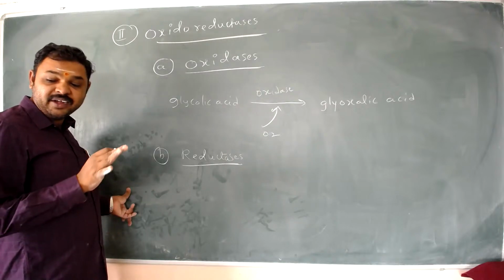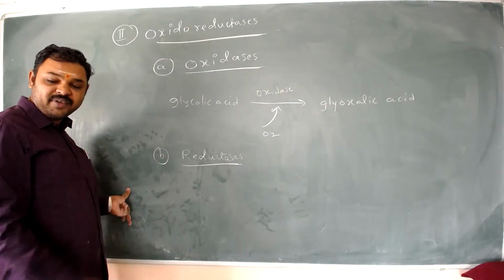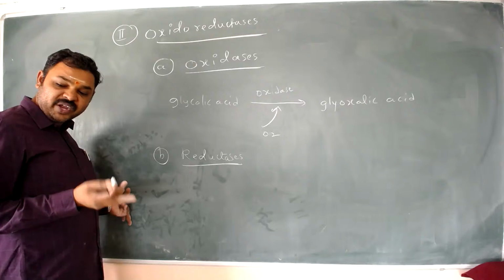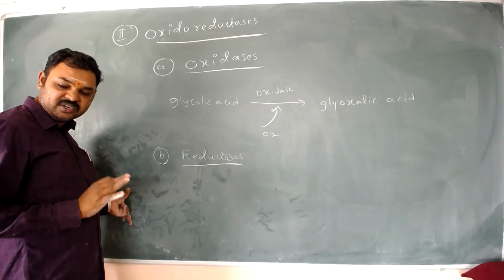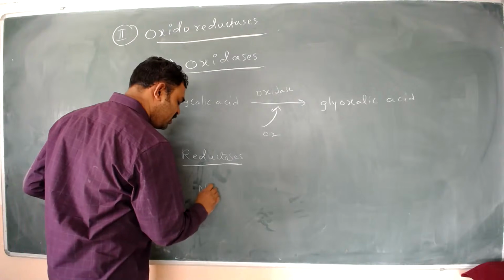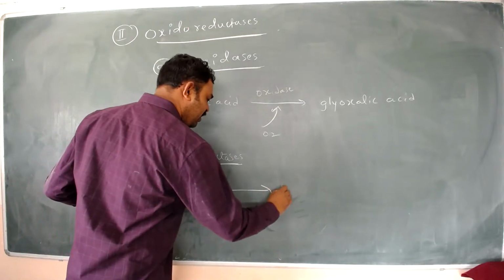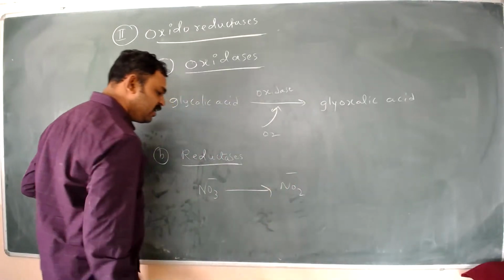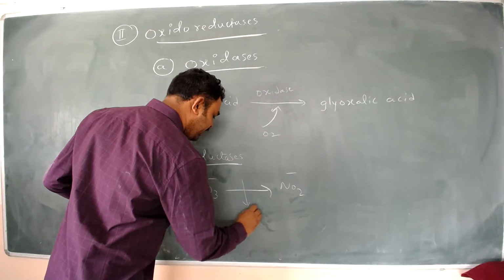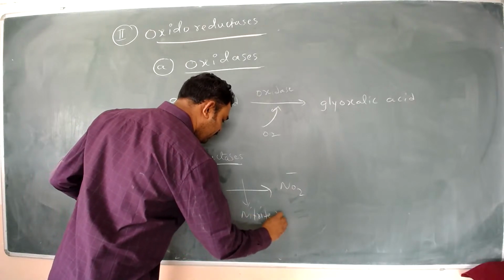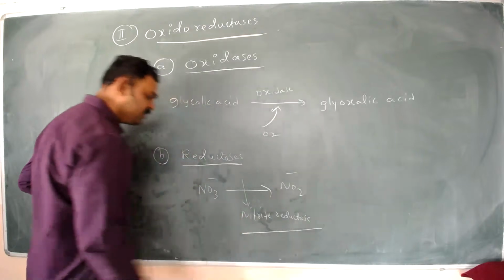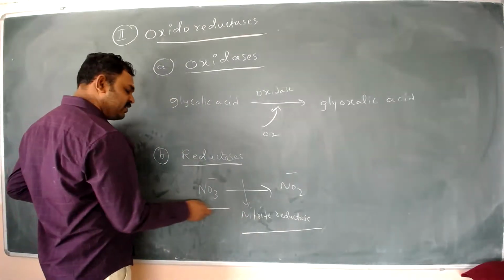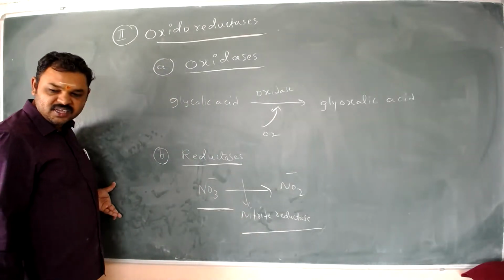Another category, dehydrogenase, is there; that is removal of hydrogen. Reductase again has two categories. Directly removing the oxygen is reduction. Suppose you see NO3, nitrate, which is converted into nitrite. Here, what is the enzyme working? Nitrite reductase. Here, what is nitrite reductase?